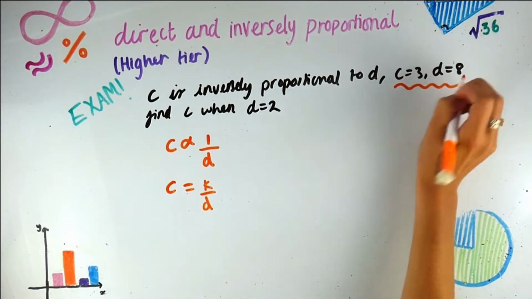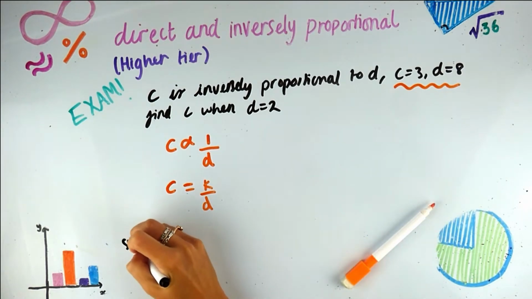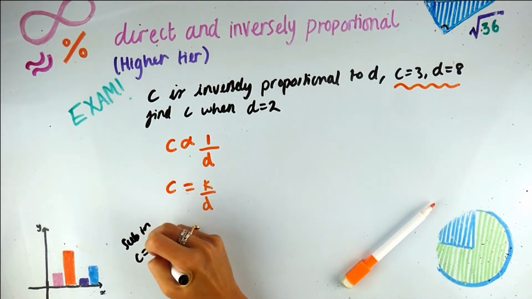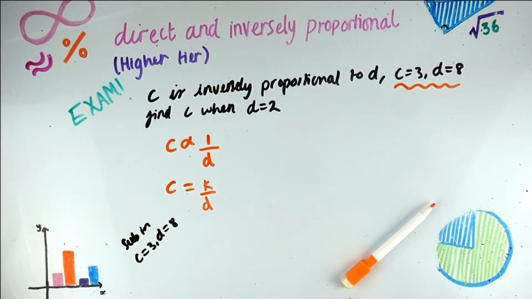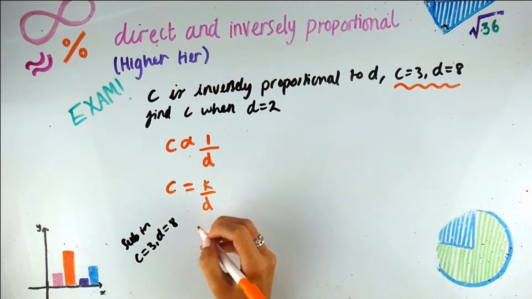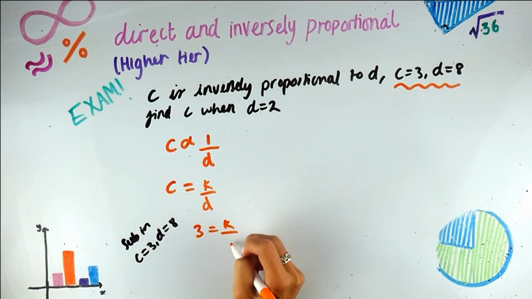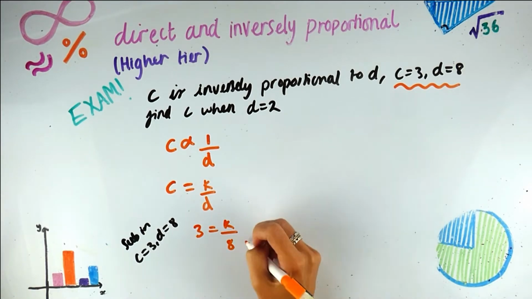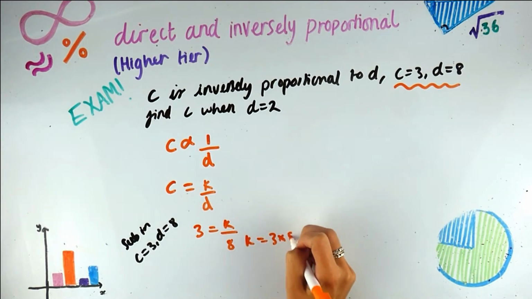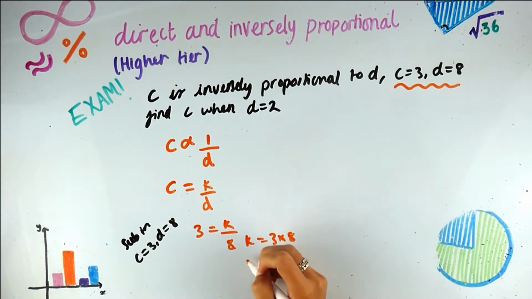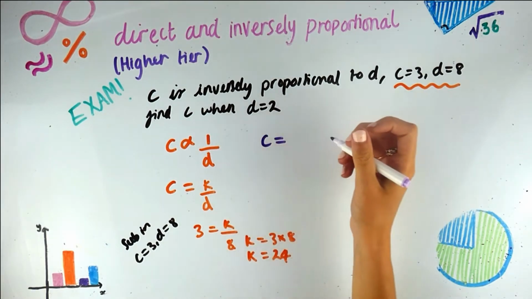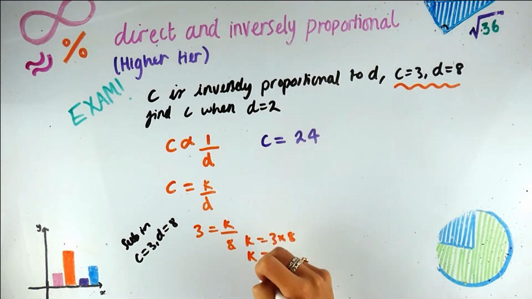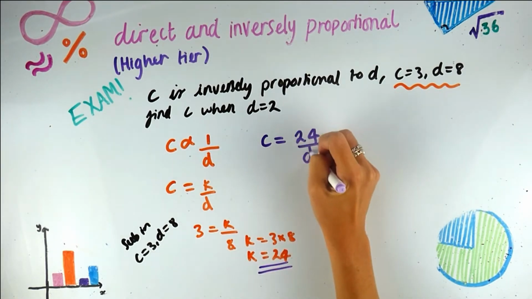We've been given these pieces of information, so then we sub in, it's the only thing we can do now, because we're ultimately trying to find K, the rate it's proportional to. So C equals 3 and D equals 8. So 3 equals K over 8. Let's solve for K. So K equals 3 times 8, because it's divided on this side, so if we bring it up it becomes multiply. So K equals 24. Cool, now let's sub that in here. So we've got C equals, and we don't have to write K anymore because K is always going to be 24, over D.